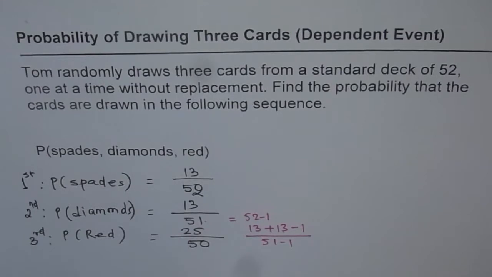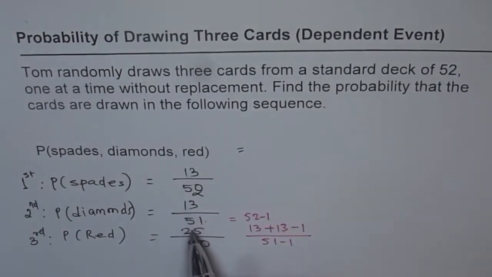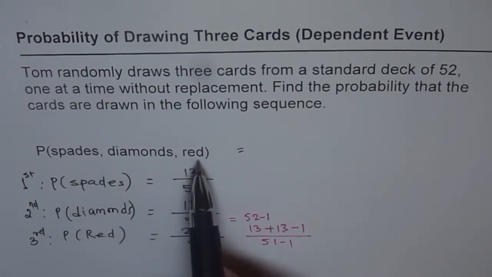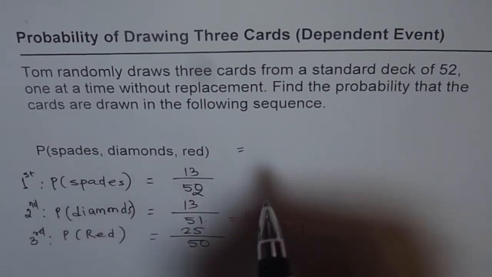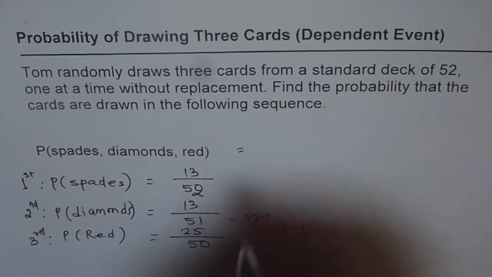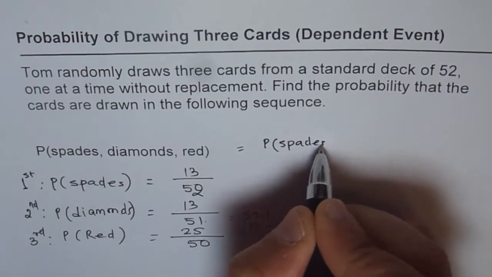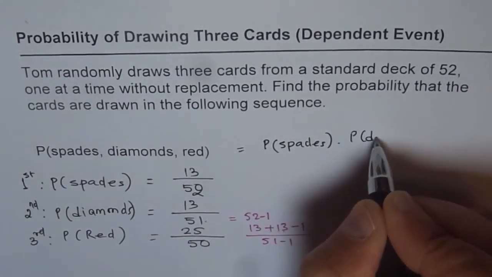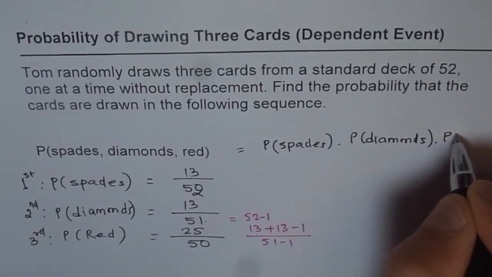So these are three different probabilities, right? As you can see, these are dependent events. So in case of dependent events, it becomes more and more difficult to get this sequence of cards. So the probability has to be much lesser than each one of them individually, correct? So we get the probability as the product of these, right? So we get the product of the probability of getting spades, probability of getting diamonds, times the probability of getting a red card.